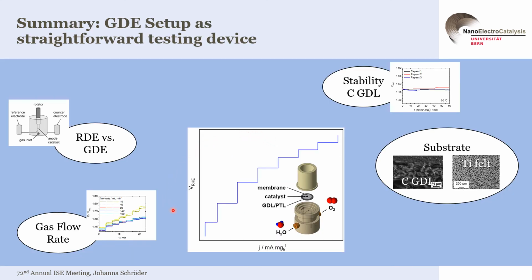And by that, I hope I could convince you that the gas diffusion electrode setup is a straightforward testing device for oxygen evolution reaction catalysts. By showing you that the gas flow rate, as soon as it's high enough, is not mattering in our measurement, that we reach comparable results as compared to the RDE setup, that the carbon gas diffusion layer we are using is stable enough during our performance measurements, and that also the titanium felt is possible to be used, reaching comparable activity results as with the carbon gas diffusion layer.